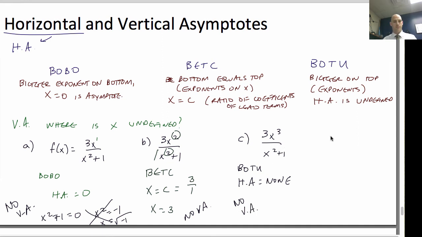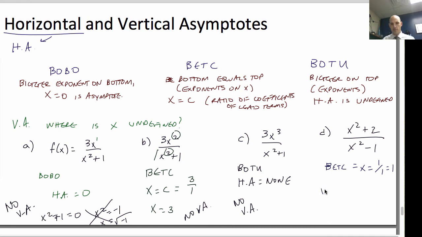We're going to do one more example. In D, I'm going to have x squared plus 2 over x squared minus 1. All right, so let's look. Horizontal asymptotes: Bobo, Betsy, BO2. X squared. So bottom equals top. So it's a ratio. So Betsy. So it would be 1 over 1. So there's a horizontal asymptote at y equals 1.